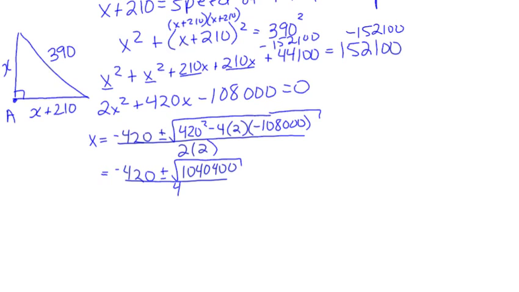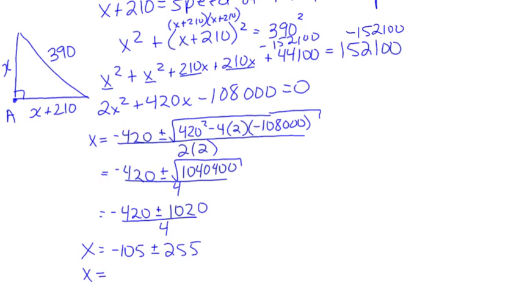The square root of that is 1,020, all over 4. The numerator values are both divisible by 4. So I have negative 105 plus or minus 255. Now I just need to figure out what those values would be. Negative 105 plus 255 gives me 150. That's one value. Or negative 105 subtract 255 gives me negative 360. So these are my two possible answers.